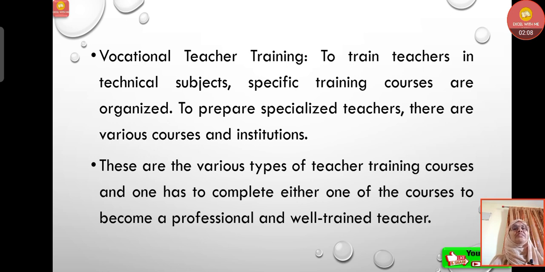Now, vocational teacher training. To train teachers in technical subjects, specific training courses are organized to prepare specialized teachers. There are various courses and institutions. These are the various types of teacher training courses, and one has to complete one of the courses to become a professional and well-trained teacher.